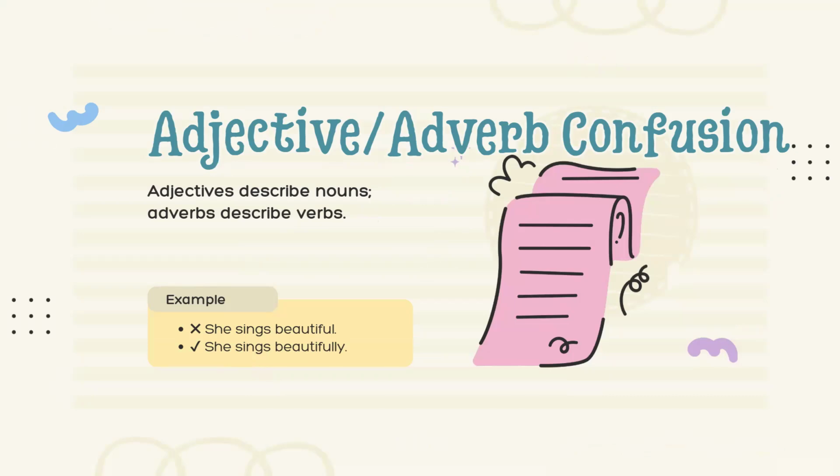Next, let's move on to adjective or adverb confusion. Adjectives describe nouns, while adverbs describe verbs, adjectives, or other adverbs. Saying "she sings beautiful" is wrong because sings is a verb and needs an adverb. The correct sentence is "she sings beautifully."